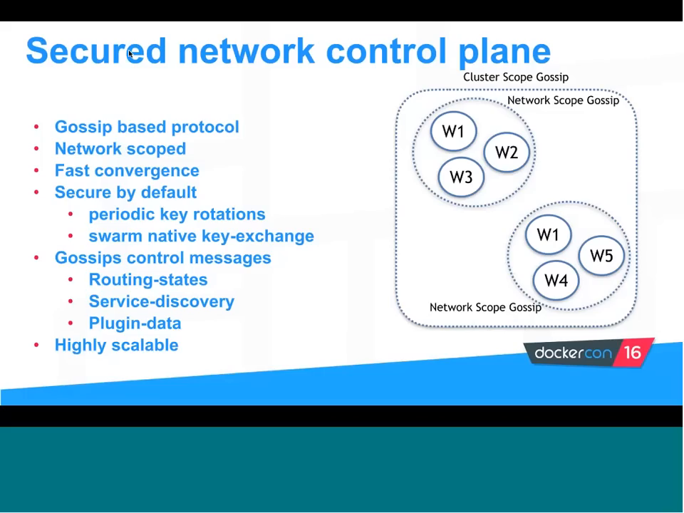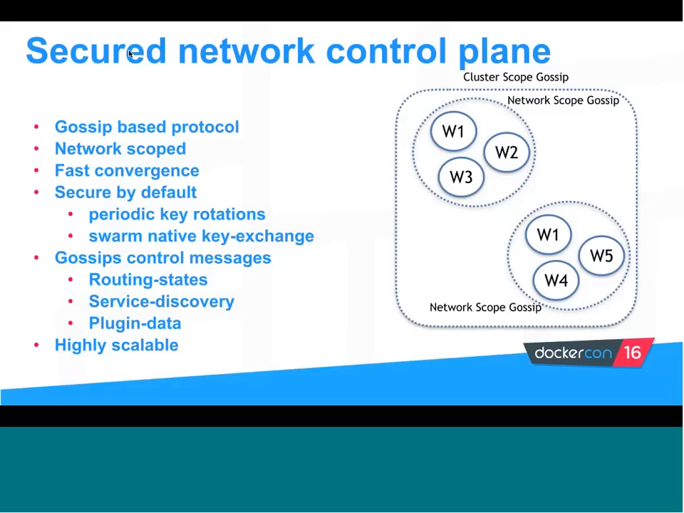Now, the gossip messages are all network scoped. A service can be orchestrated and tasks can be scheduled on particular worker nodes. Only those worker nodes that belong to a given network will exchange the control messages. Those workers that don't belong to the same network don't even see the gossip messages. That's a very powerful mechanism because it scales better, it converges faster, and it's also highly secure as well.